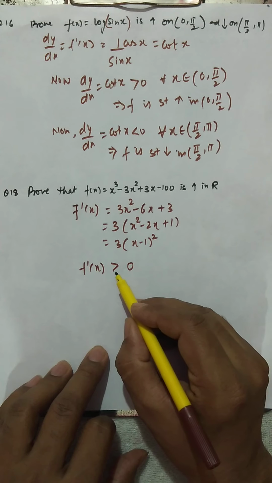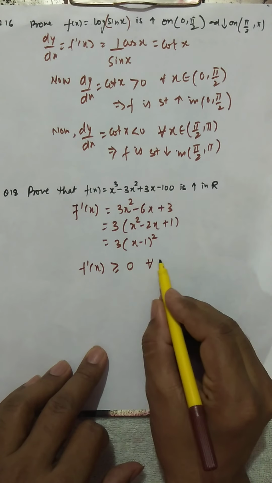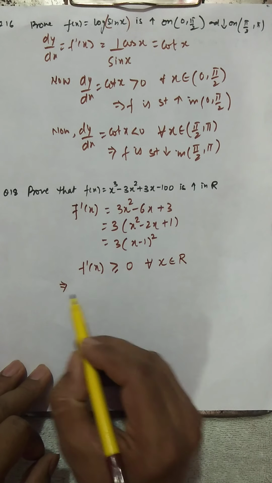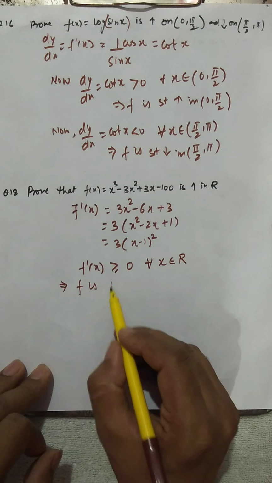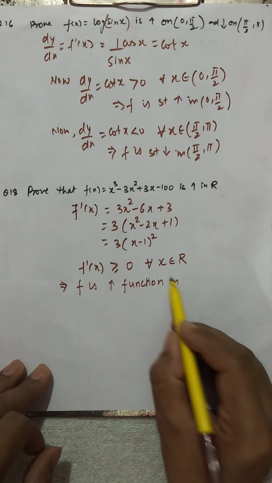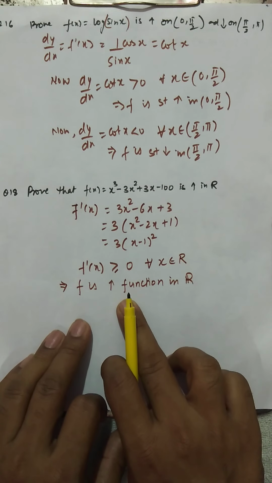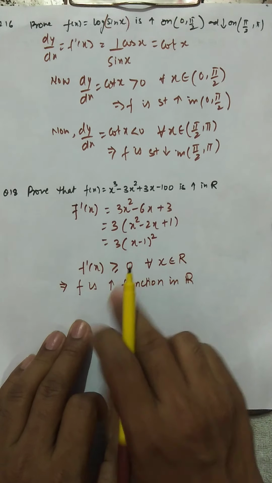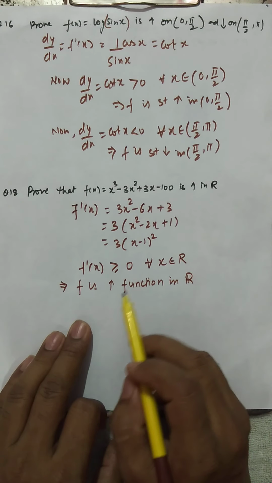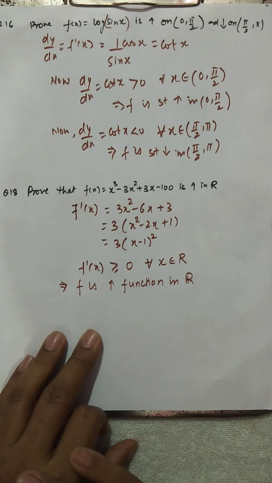So you can say this is greater than or equal to 0 for all x belonging to R, and you can say that f is an increasing function in R. This time we are not saying that f(x) is strictly increasing, because you can see that there is greater than or equal to 0. So for that reason we can say f(x) is simply an increasing function.